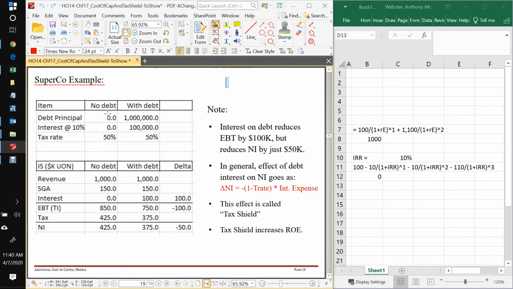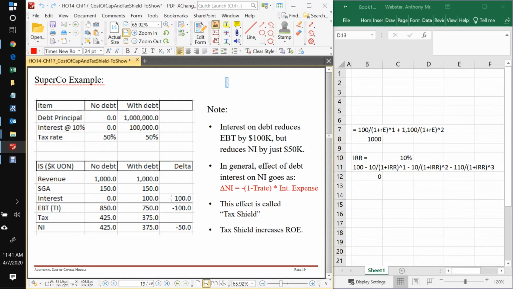If there's no debt, clearly nothing. Tax rate is 50%. That's going to be unaffected by whether the company has debt or not. So in the with debt case, they have $1 million outstanding in debt. Their interest is 10%, so they're paying annually 100,000 interest on that. And now let's go down to the income statement. So revenue, of course, is the same in either case, as things like SG&A expense are going to be the same. What's going to be different is the interest expense.